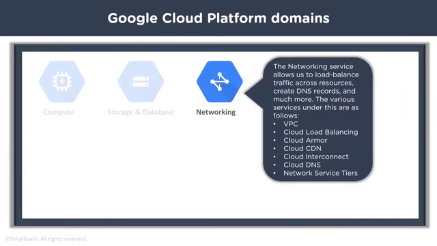When we talk about networking, the networking service allows us to load balance traffic across resources. Now, as I mentioned earlier, resources could be the different resources which you would be using from a cloud platform, such as your devices, instances, memory optimized or CPU optimized instances, or other resources, creating DNS records, and much more. Various services under this are VPC, that stands for Virtual Private Cloud. You have Cloud Load Balancing, Cloud Armor, Cloud CDN, Cloud Interconnect, DNS, and Network Service Tiers.